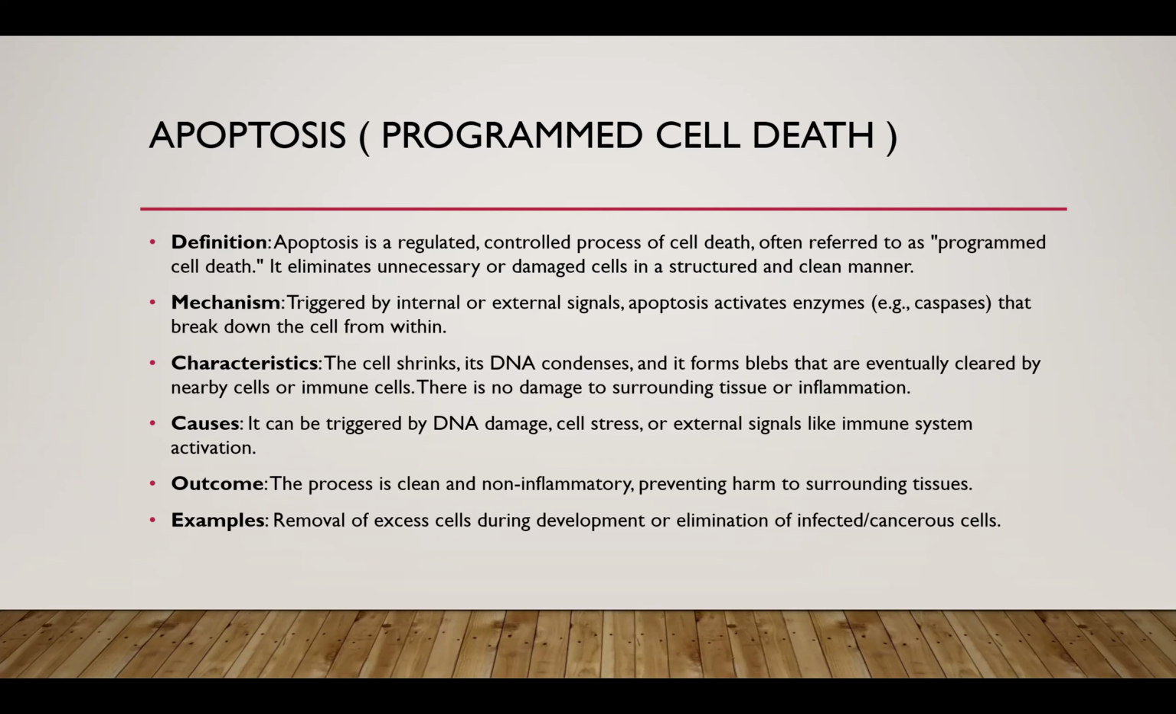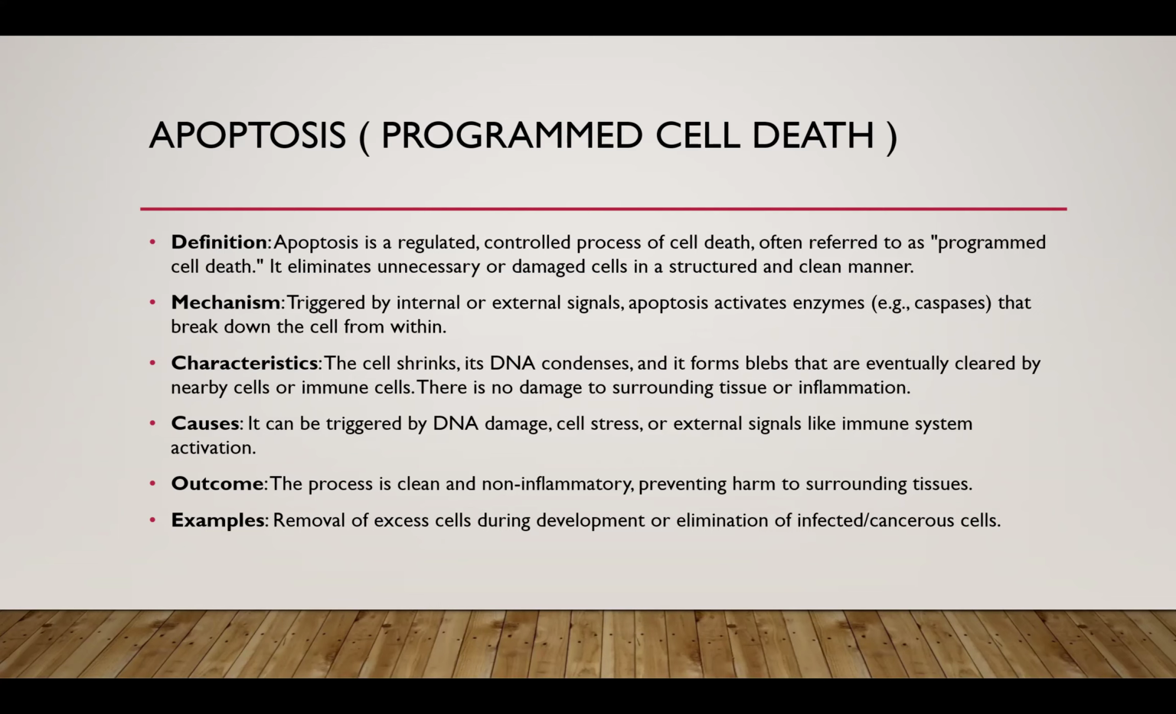Mechanism. It's triggered by internal or external signals. Apoptosis activates enzymes, for example caspases, that break down the cell from within. Characteristics. The cell shrinks, its DNA condenses, and it forms blebs that are eventually cleared by nearby cells or immune cells. There is no damage to surrounding tissue or inflammation.